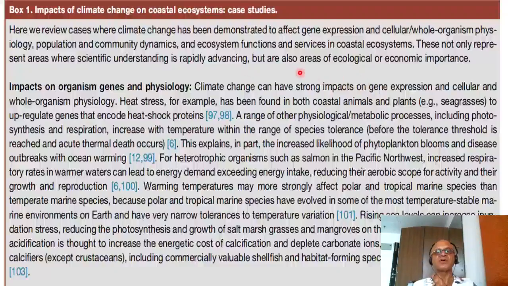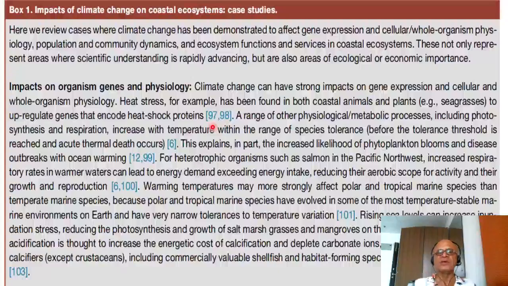Almost 90% of the fisheries are caught within 100 kilometers or so of the coasts, and this is where the exclusive economic zone idea emerged, with the US leading it, and now everybody has a right to 200 kilometers or miles, you should check. But here, impacts on organism genes and physiology, case studies. Climate change can have strong impacts on gene expression and cellular and whole organism physiology. Heat stress, for example, has been found in both coastal animals and plants like seagrasses to upregulate genes that encode heat shock proteins. So when change is slow enough, or if the organism is able to respond fast, then it will express genetic adaptation. So you have to be careful.